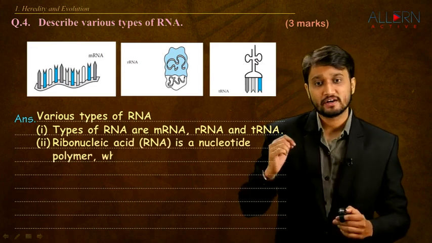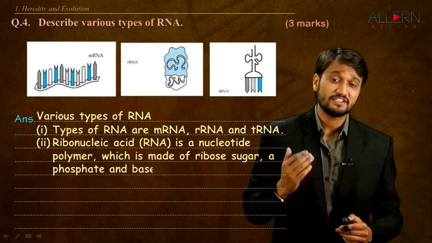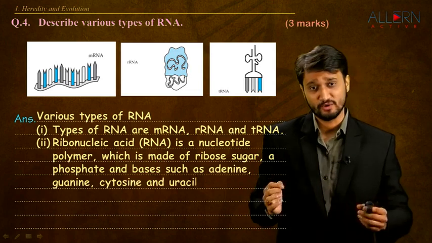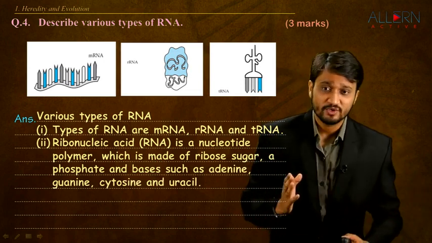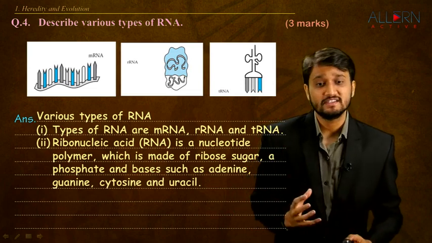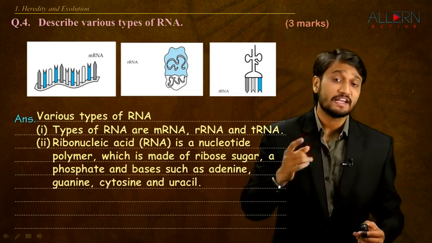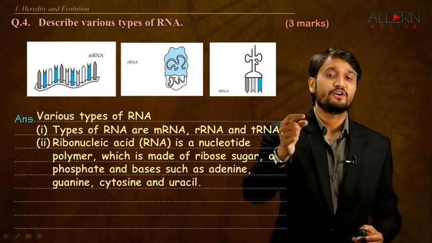So ribonucleic acid, which is RNA, is a nucleotide polymer. It's a long chain compound which is made up of ribose sugar, a phosphate and bases such as adenine, guanine, cytosine and uracil instead of thymine.